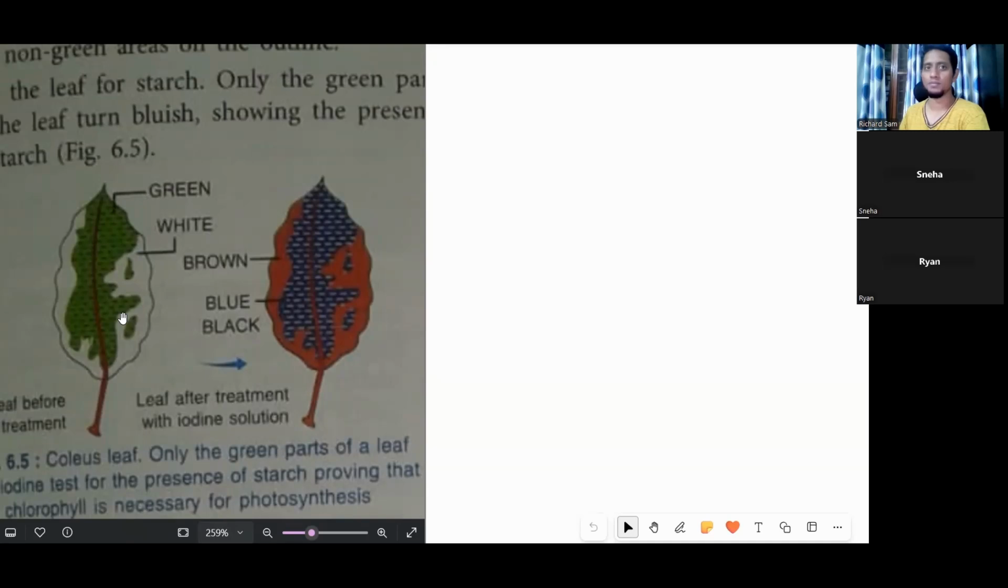The whole leaf, because there's starch everywhere. Right? But when we place it in the dark, we are destarching the leaf, removing all the starch. And then when we place it in the sun, you're only allowing the green parts to get starch. Then when you test it with iodine, you see that only the green parts have turned blue-black.